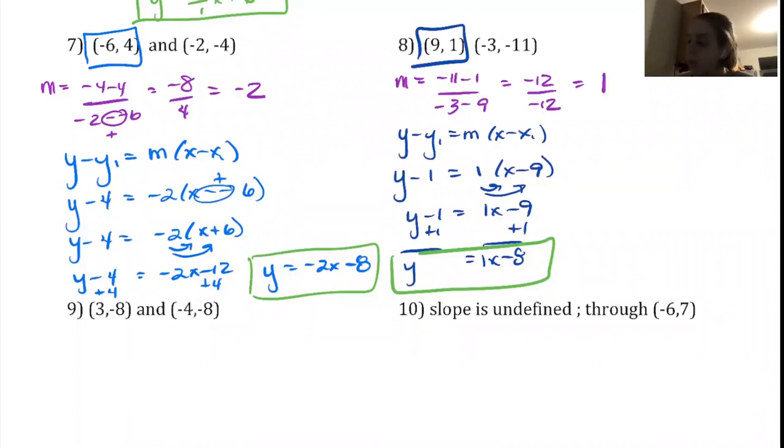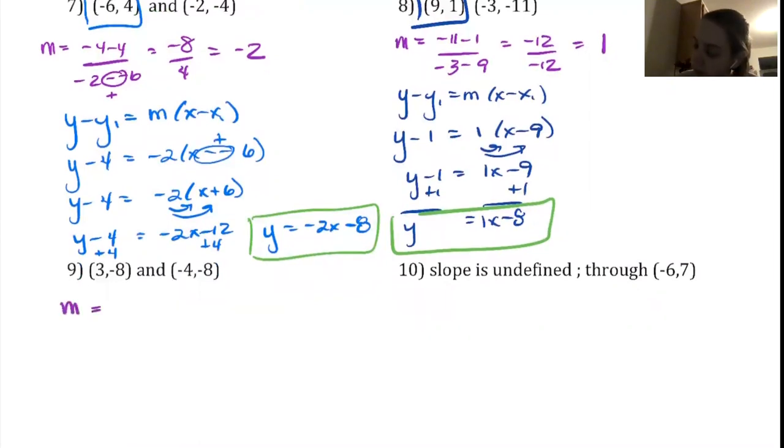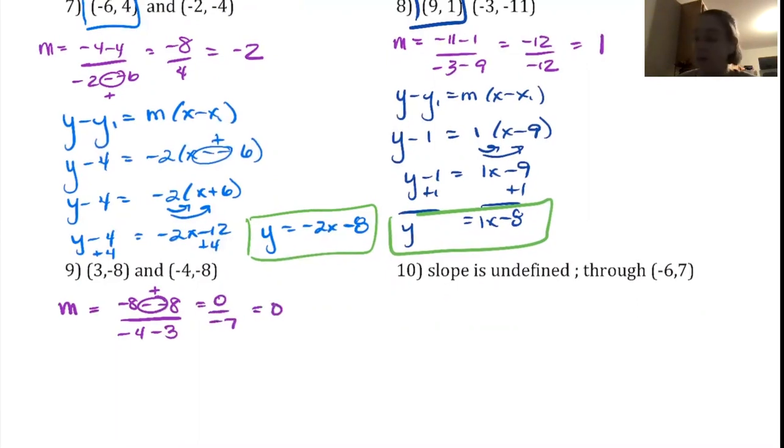Okay. So number 9 is going to work the same way. We have to find our slope first. Slope is -8 minus -8 over -4 minus 3. Now that minus and negative becomes a plus. So this is 0 over -7, which is a slope of 0.